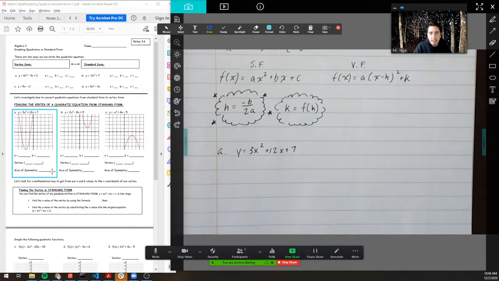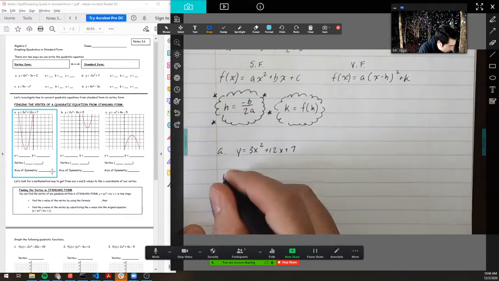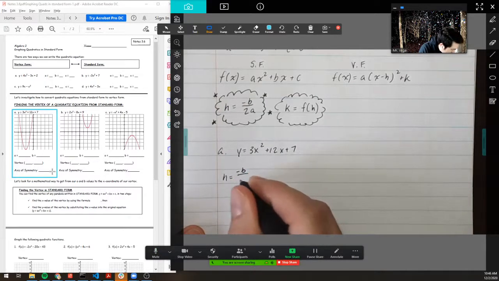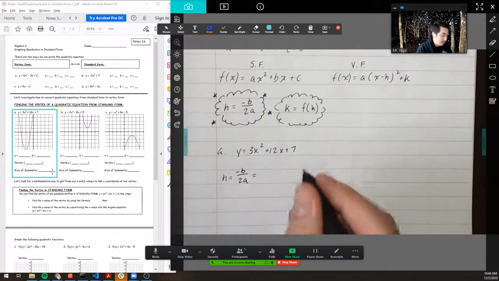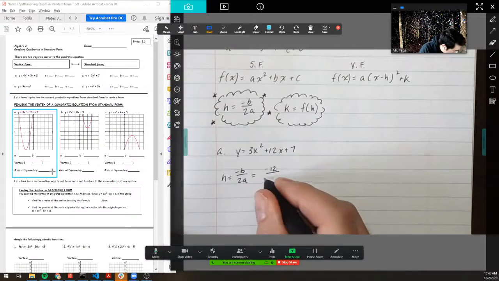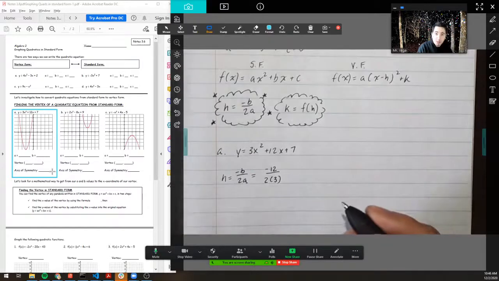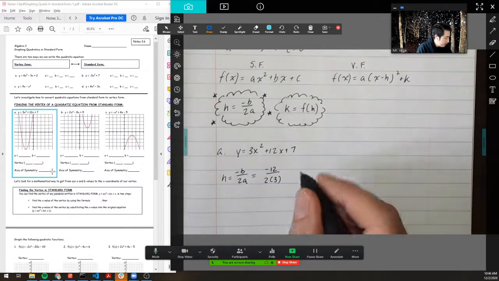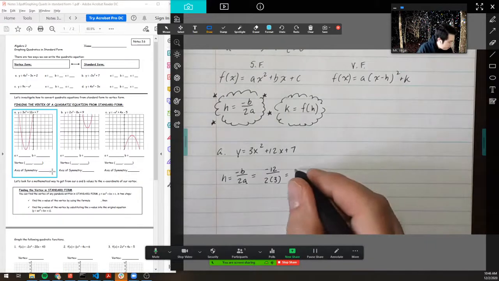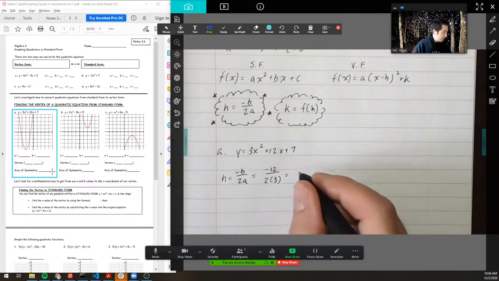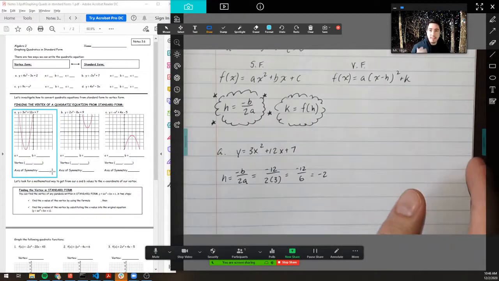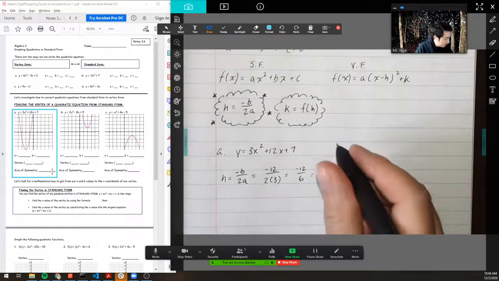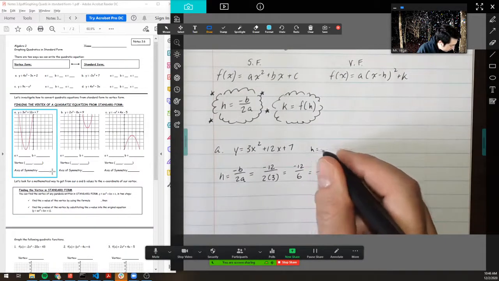So immediately I want to find h. If I want to go to vertex form, I'm going to find h, and that's negative b over 2a. Here the b value is 12, so negative 12, over 2 times a. A is 3, since it's 3x squared. Negative 12 over 6 is just negative 2. H is negative 2.